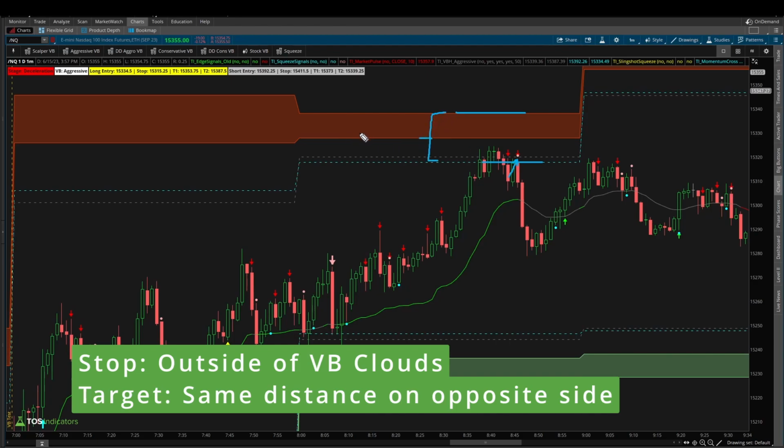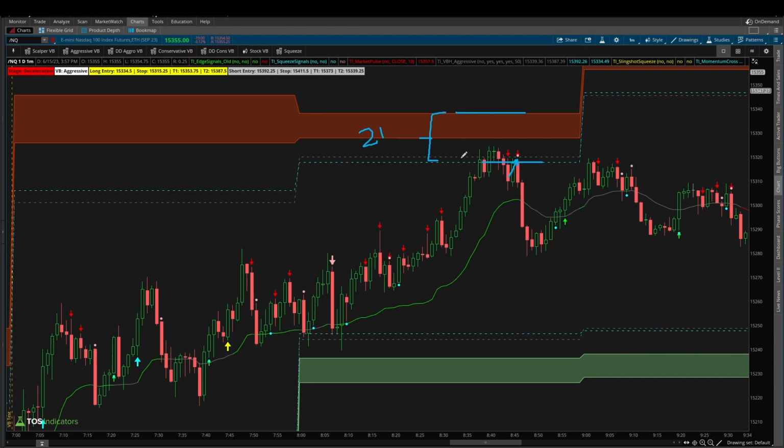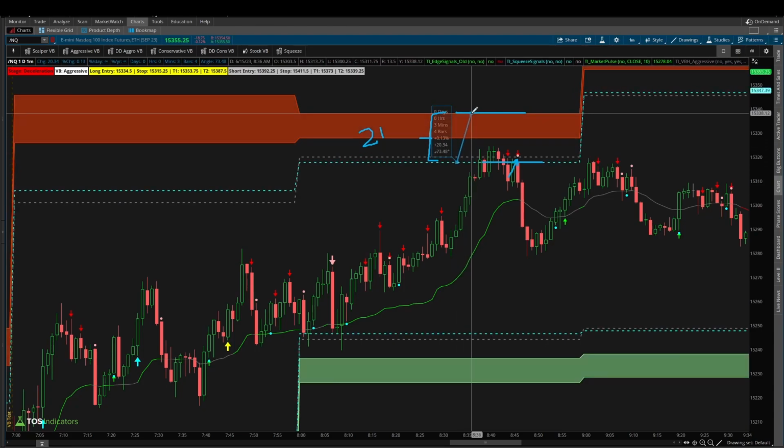This risk inside of the Nasdaq was about 21 points. Let me show you that with the trendline tool. From the sign line to the outer edge of the clouds, about 20.34, and we round up there to give it a little bit more room. So 21 points is the risk.